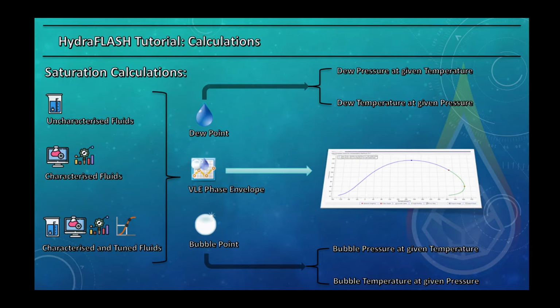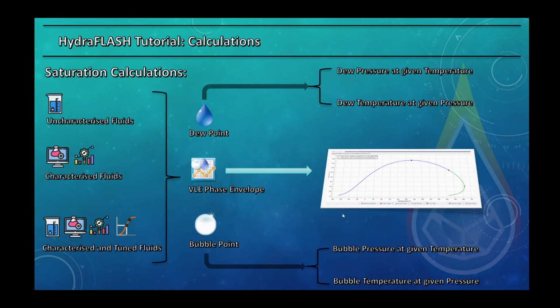But as far as HydraFLASH is concerned, for performing saturation properties calculations, you can either perform only a dew calculation or a bubble calculation, or you just simply do a VLE phase envelope and you get both pieces of information. But the point that we have introduced dew and bubble calculations separately is that it gives you the saturation fluid phase properties as well. So if you want to know the fluid phase properties of a liquid at saturation conditions, you can perform a bubble point calculation.